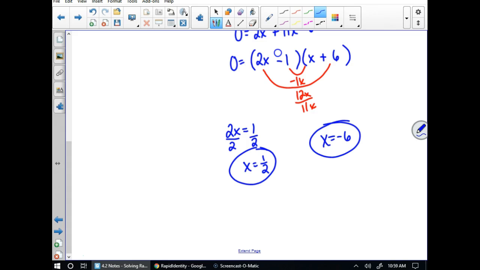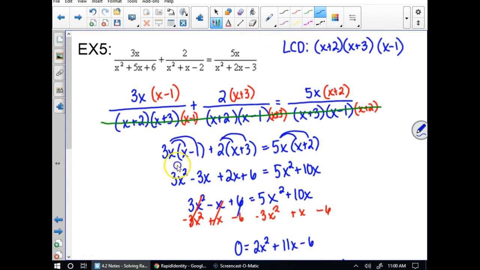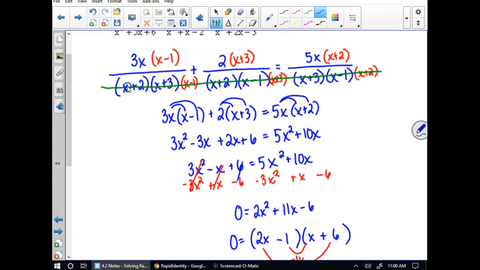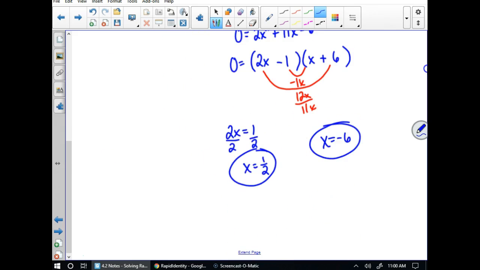Okay? And if you look back at the original equation way back up here, actually you might want to look at the factored version. It's easier to look at the factored version here. 1/2 and negative 6, could you plug that into the bottom? Is it going to give you zeros? It's not going to give you zeros. Negative 2 would give you a 0, negative 3 would give you a 0, and positive 1 would give you a 0. But that's none of those, so those are your answers.